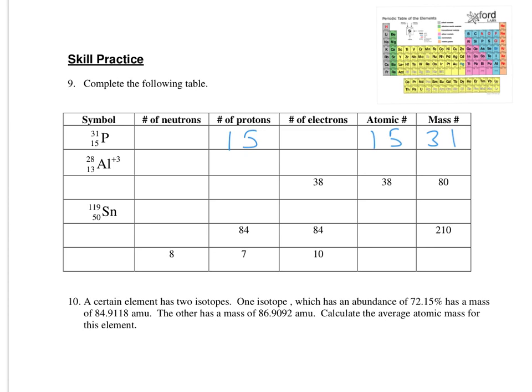Well, it doesn't have a charge. There's no charge here, so we're going to assume that that's 0, which means there must be 15 pluses and 15 minuses. And that must mean 16 neutrons. And I'm going to go ahead and do the next one.